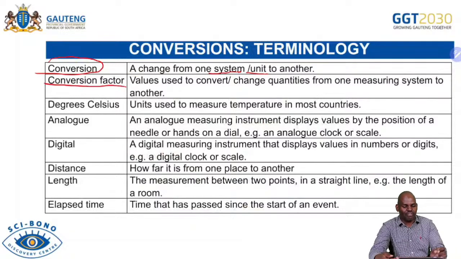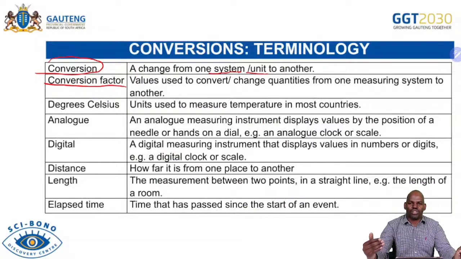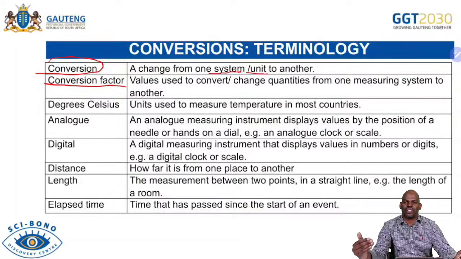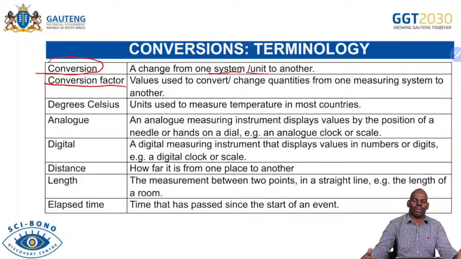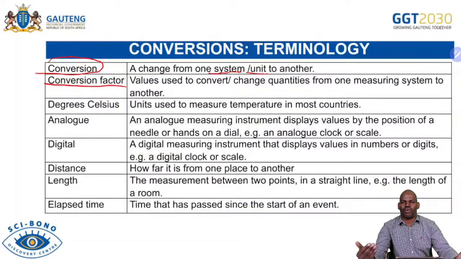Now we also have conversion factor. Conversion factor, what do you mean? Okay, you all know that 1 meter is equal to 100 centimeters. That is a conversion factor. But how do you explain that in words? Or we have 1 mile is equal to 1.6 kilometers. That is a conversion factor. What does that mean? It means if you want to convert from miles to kilometers, you're going to multiply by 1.6. But if you convert from kilometers to miles, you divide by 1.6.